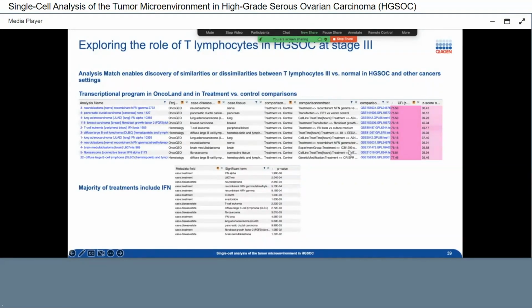There's 200 analyses being selected. And what you can tell when you look at the metadata, again, I look at the evaluation of the metadata, it's very clear. The majority of the treatments include interferon, right? Whether it's gamma or alpha. So when you select these conditions, I want to look at T lymphocyte stage 3 versus normal in all cancer, and I look at just treatment versus comparison, it's all about interferon, all about that interferon, and very high Z-score, as you can tell, for the upstream regulator.